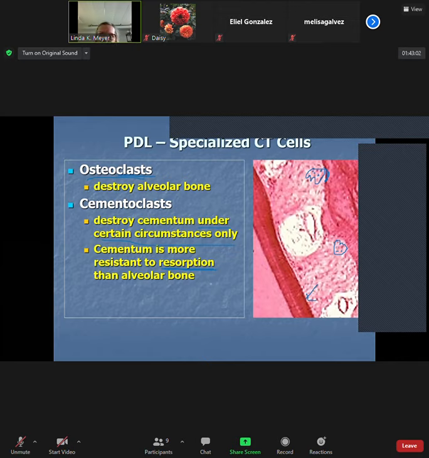It takes certain triggers to activate the cementoclasts and cause them to destroy the cementum. Okay, so there is going to be some osteoclasts even in a healthy situation.